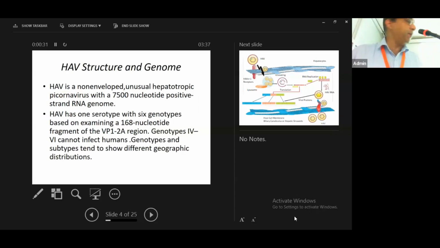It is a non-enveloped, hepatotropic picornavirus. It has 6 genotypes, and the important thing is that genotypes 4 to 6 cannot infect human beings. So we are only worried about genotypes 1 to 3.